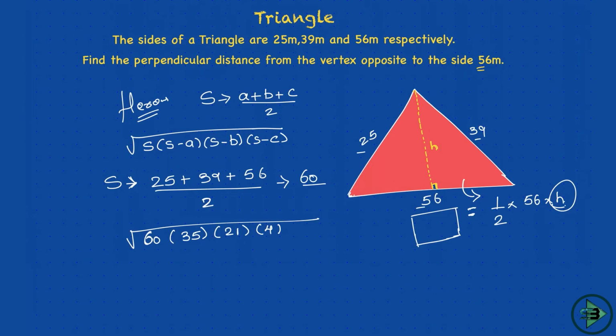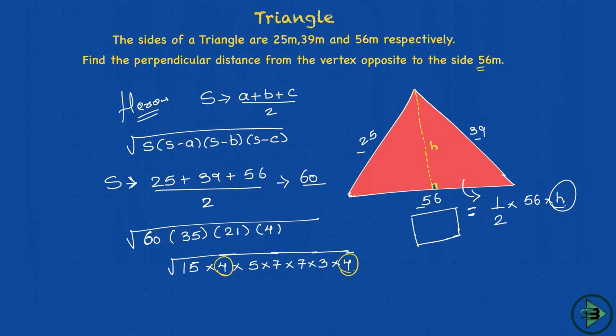Let's try and split this up to get to the answer. So 60 could be written as 15 into 4. I'm trying to get the squares out of it. 35 could be written as 5 into 7. 21 could be written as 7 into 3. And this 4, let us just keep it like that. Okay, what do I get from this? This 4 and then 4.